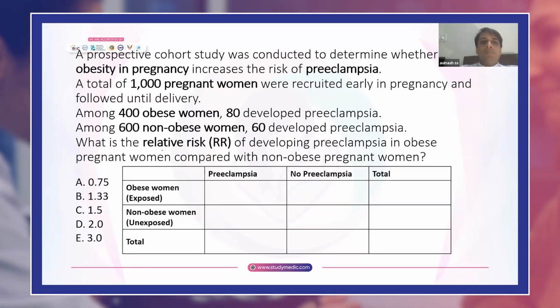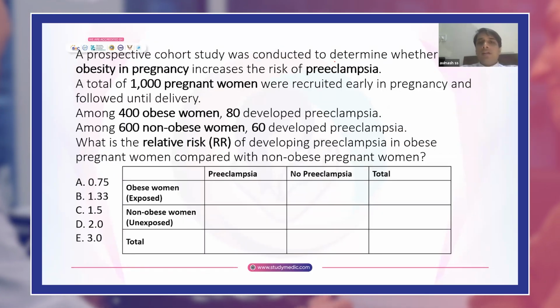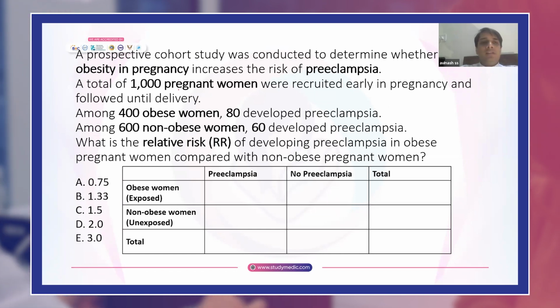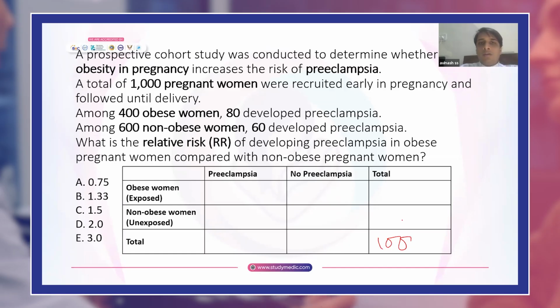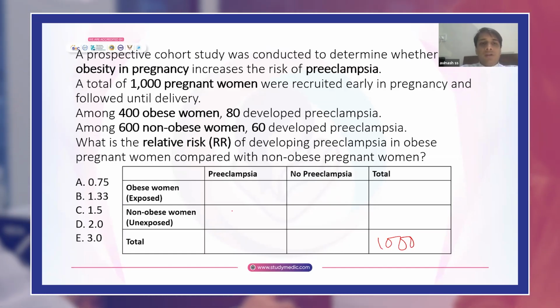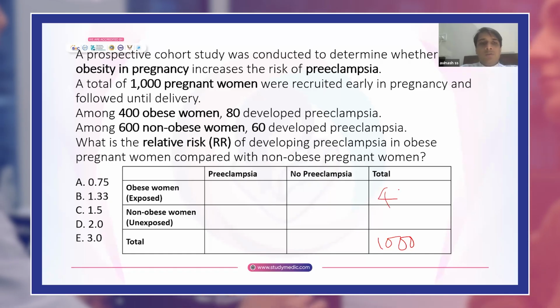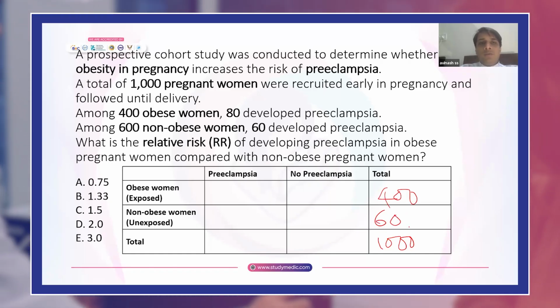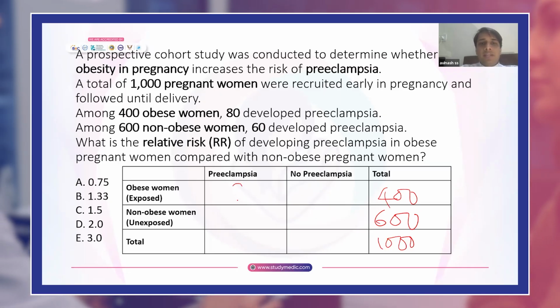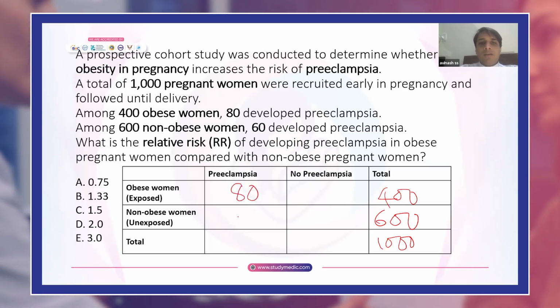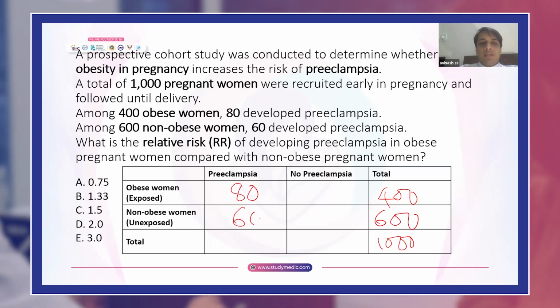Now the next question is a prospective cohort study design conducted to determine whether obesity is associated with eclampsia. There are around 1,000 total women selected. Amongst those, 400 are obese women and 600 are non-obese women. Amongst the obese women, 80 developed eclampsia, and amongst the non-obese, 60 developed eclampsia.